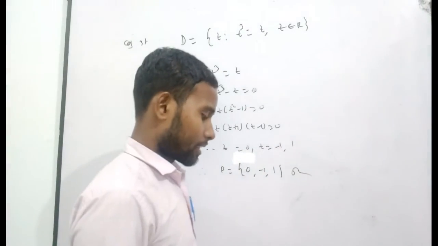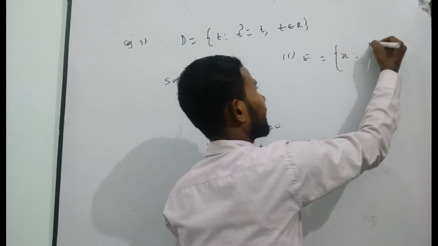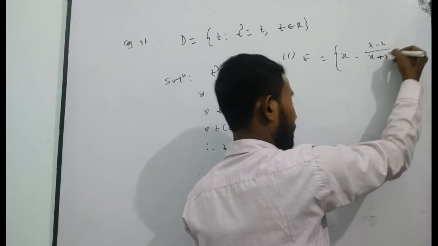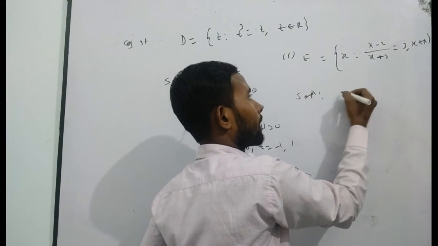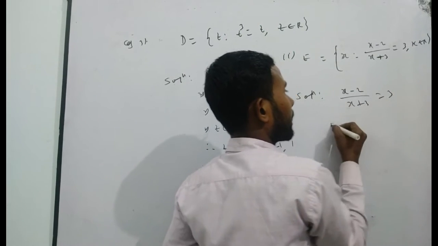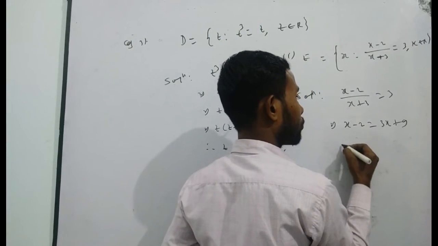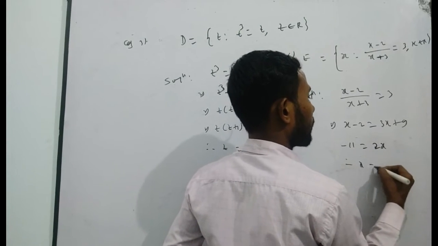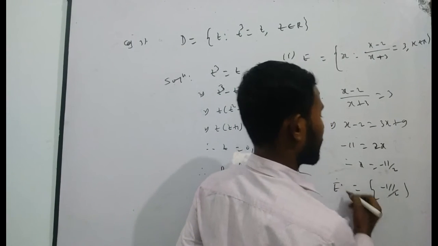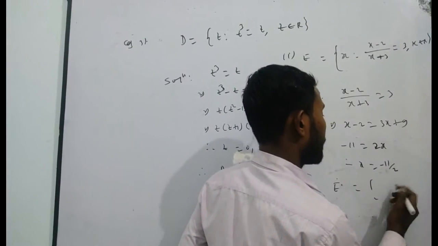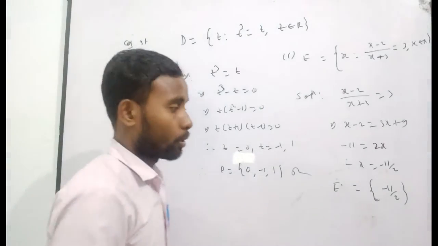Again take a second example. E is equal to x such that (x minus 2) divided by (x plus 3) is equal to 3, where x belongs to Q. Simply you have to solve this equation. After solving, you will get your correct answer. x minus 2 by x plus 3 is equal to 3. That implies x minus 2 is equal to 3x plus 9. After taking this term to the RHS and this term to the LHS, you get minus 11 is equal to 2x. So x is equal to minus 11 by 2. So only minus 11 by 2 is the required element of this set. So this set can be represented in tabular form this way.